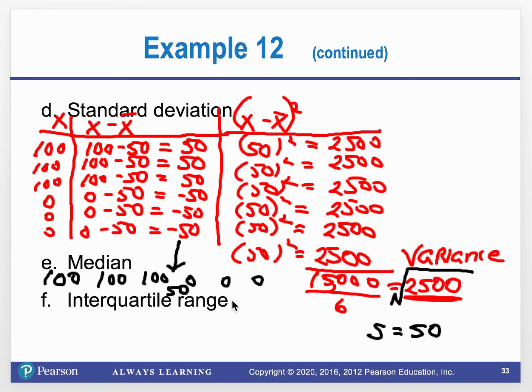All right, if I'm going to find the interquartile range, right, I'm going to find my median. The median is here. And then the median for this half and the median for this half, and I subtract those two. So the interquartile range is 100 minus 0, or 100.